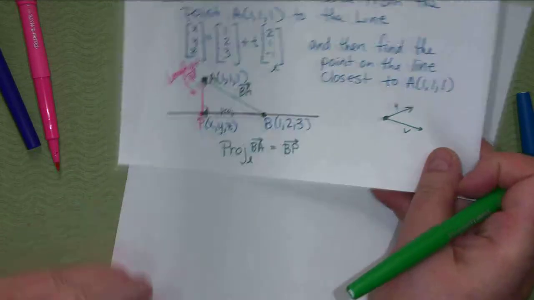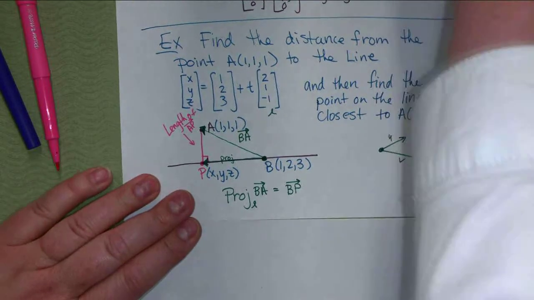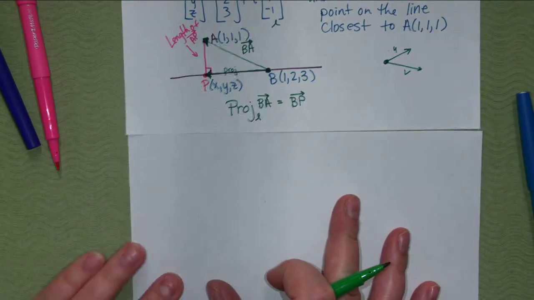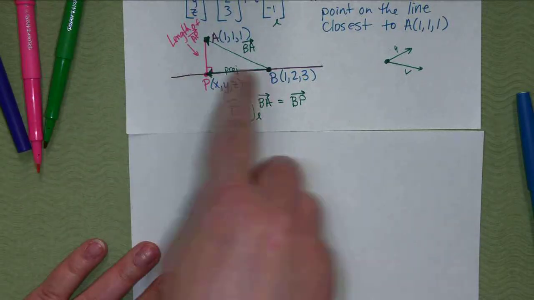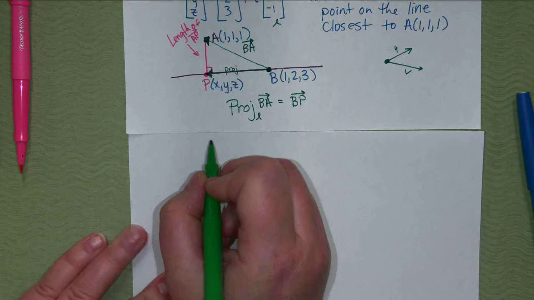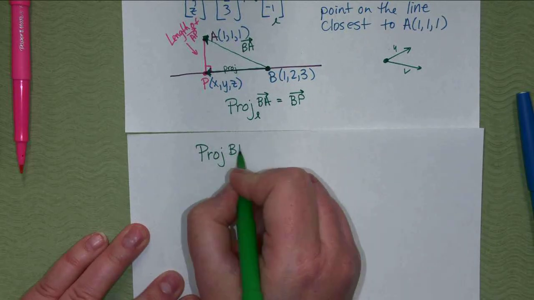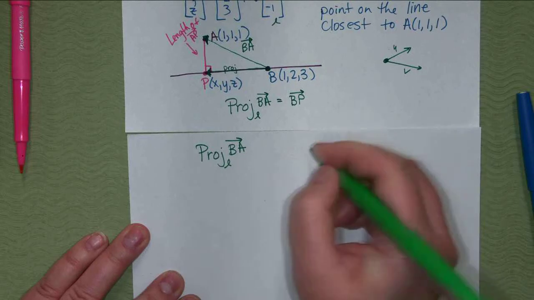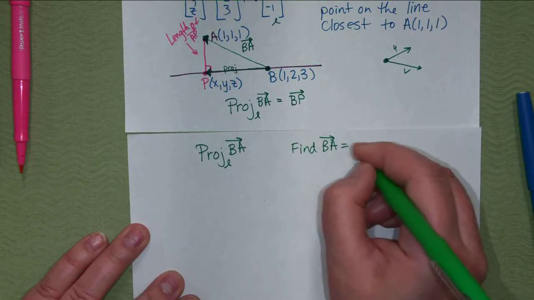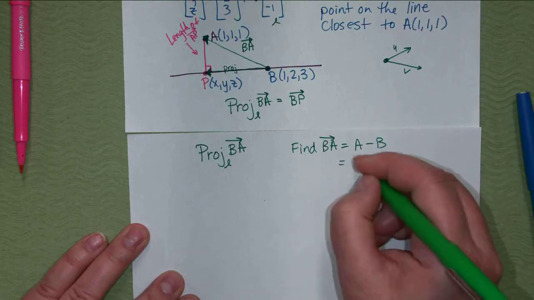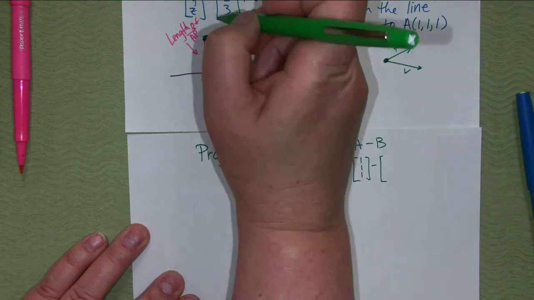All right, so you really need to draw pictures for these, because then you can figure out what you're trying to do. So what we want to find is the length of this. We have to start by finding the projection. So we need to find the projection of BA onto the line. So find BA. So that is A minus B. A is 1, 1, 1, minus B. I called this B. 1, 2, 3.